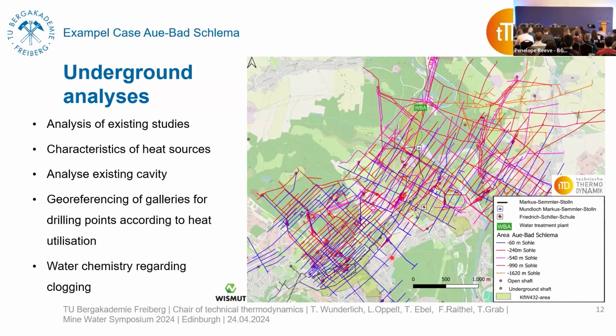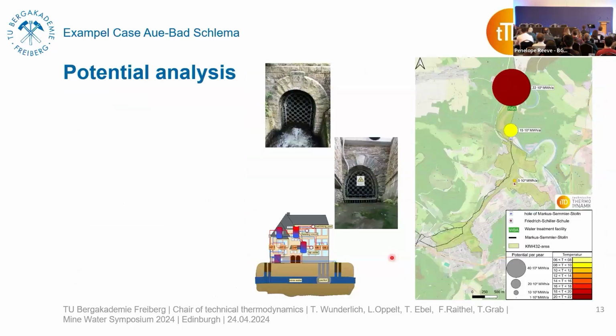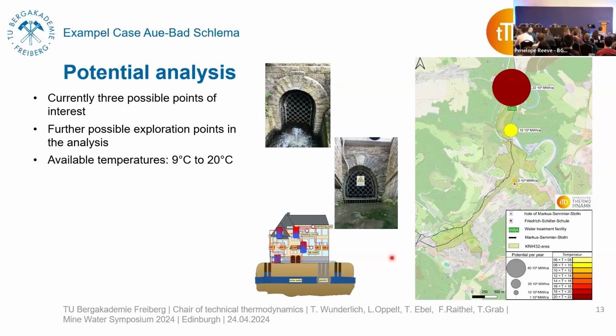And chemistry is really important for that. If you're going to the heat exchanger for getting the heat out of the mine water, it's really important to know the chemistry. And for the potentials, we have nowadays 3 big heat sources. We have the treatment plant with the current points, with an available temperature from 9 to 20 degrees Celsius, 20 degrees Celsius more or less at the treatment plant.